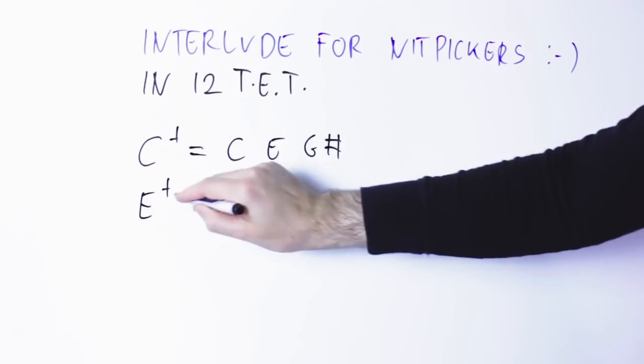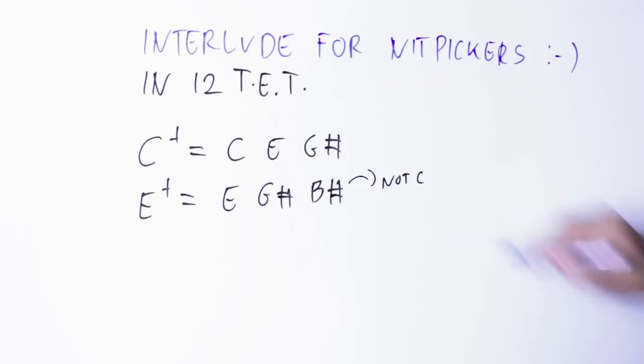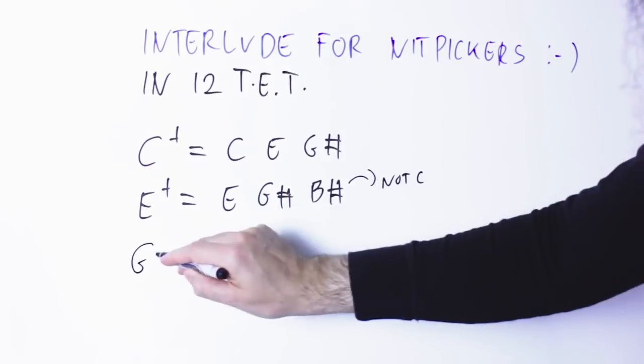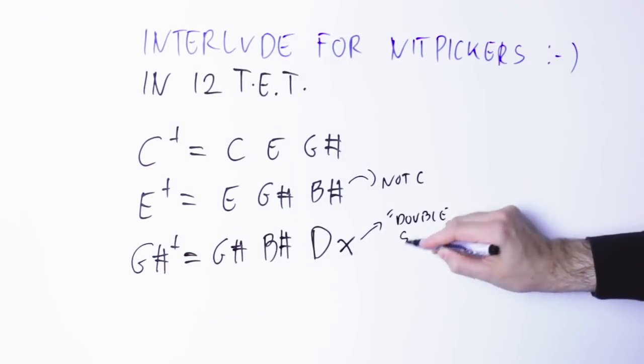E augmented is made by the notes E, G sharp, B sharp. I have to call this note B sharp because it's a major third above G sharp, while C, even if it's the same sound, indicates a note that is a diminished fourth above G sharp. G sharp augmented is made by the notes G sharp, B sharp, D double sharp.